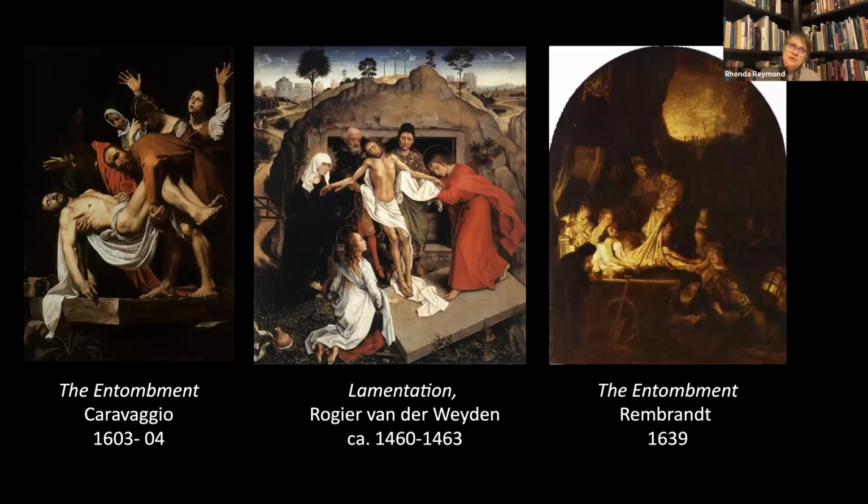The phrase entombment is used 3 times in different chapters here. So I've brought in a grouping here of several different entombments. Lamentation is related to the idea of entombment. And you can see here in the background, the cave that will be the tomb and the stone that will close it off. And Rembrandt is also mentioned in the book as well.